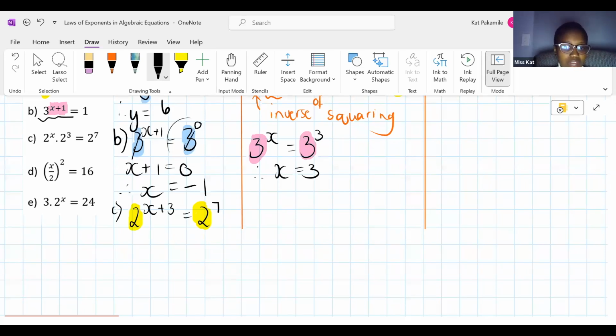Yes, you can get rid of the bases, right? Because they're the same on both sides. So therefore the exponents have to be equal. So then x plus 3 will equal 7. And then how do we solve it? Take it away from here.